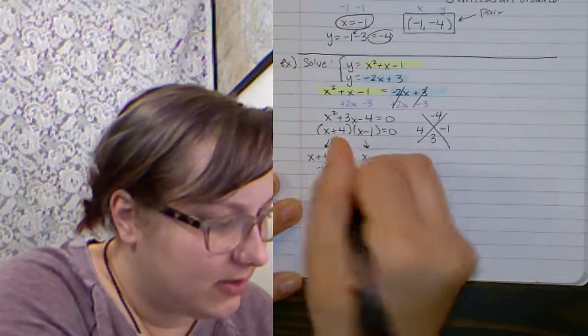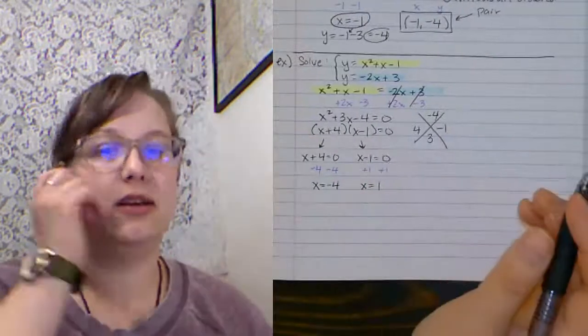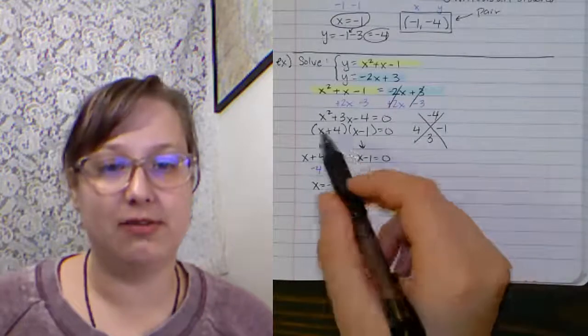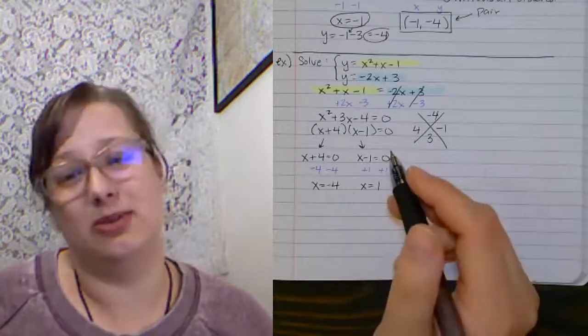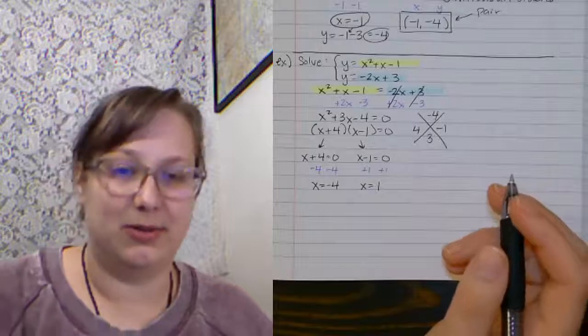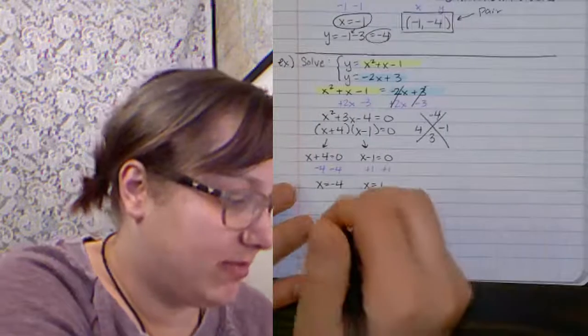X equals negative 4, and x equals positive 1. Could I have gone straight from here to here and just known that it's opposites? Absolutely. But I know if I do that on a live stream, somebody's going to get mad at me, so I might as well just do it right.